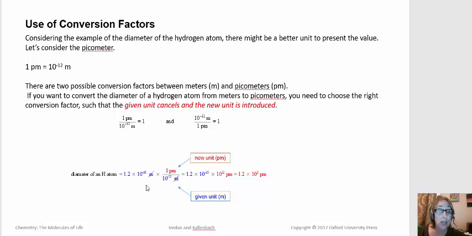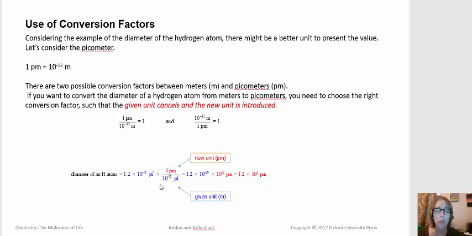So I'm starting out with 1.2 times 10 to the minus 10 meter. That's what I'm converting from. Anytime we use a conversion factor, the unit that we're converting from always, always, always goes in the denominator. So because I'm converting from meters, 10 to the minus 12 meters goes in the denominator. And the unit that I'm trying to get to always goes in the numerator. So 1 picometer goes in the numerator.